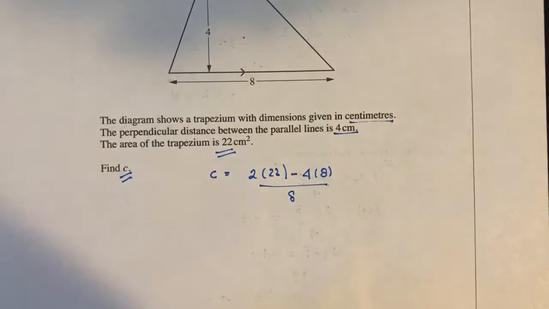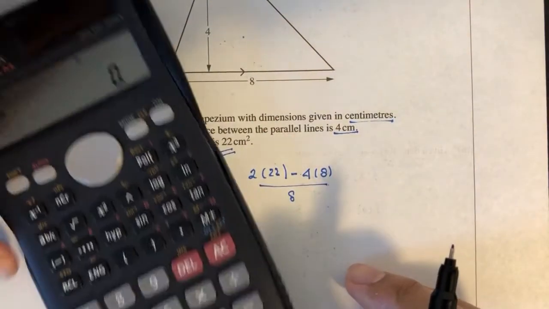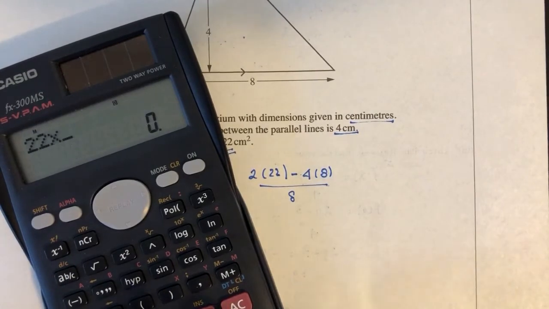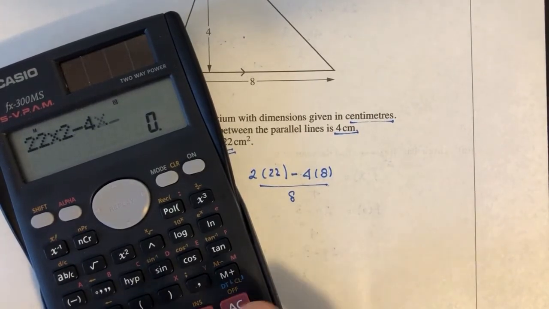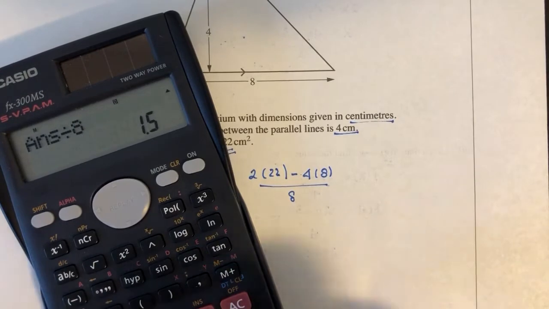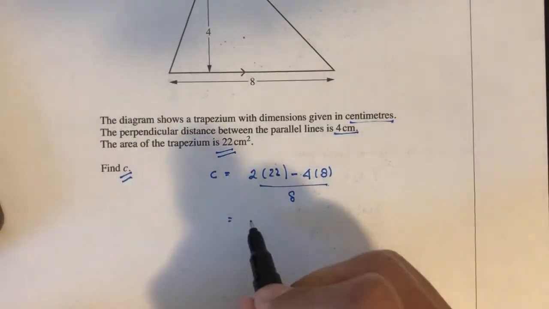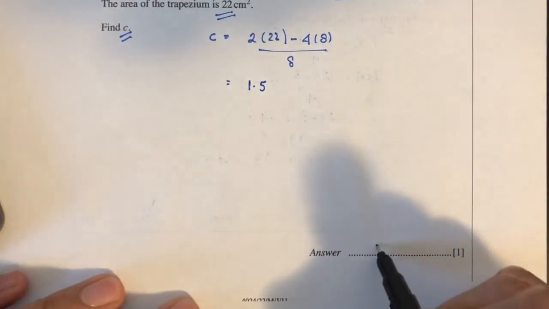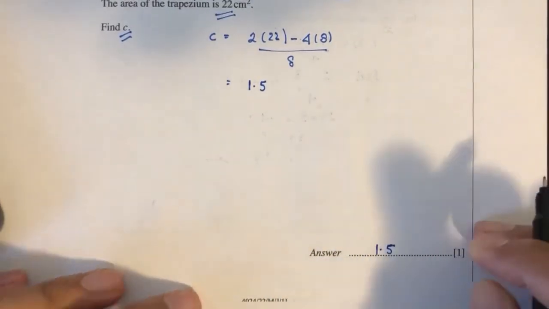So now let's replace in our calculator to see what we have. So here we have 22 times 2 minus 4 times 8 divided by 4. That will be 1.5. So the value of c is 1.5.